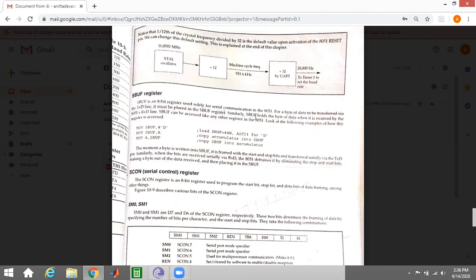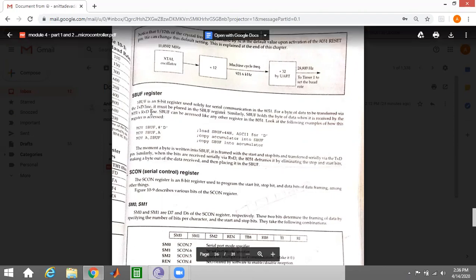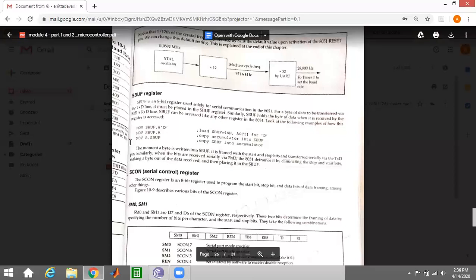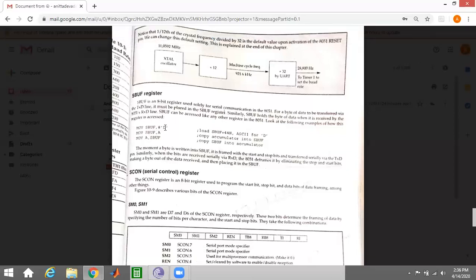Similarly, SBUF holds a byte of data when it is received by the RxD line. Same way, when we are receiving any data from anybody, that also will come and be stored in the SBUF register only. Got it? So the same thing they are explaining here. Here they are sending data. The data is #D, the data that is transmitted. So we are just keeping the data in SBUF.